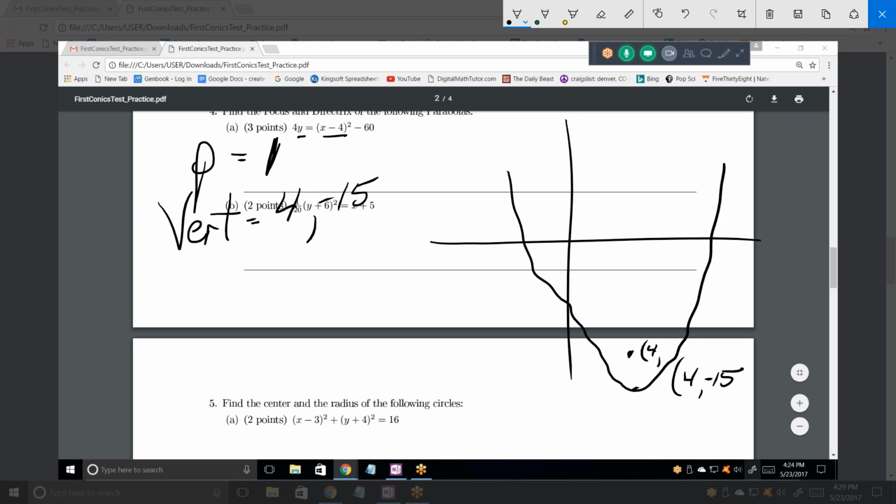4 negative 13. Negative what? 13? P is 1. Oh. So it's got to be 1 unit above the vertex. So 14. And where is my directrix? The directrix is always perpendicular to your line of symmetry. The line of symmetry always goes through the vertex, and it's called the line of symmetry because the parabola is symmetrical about it.